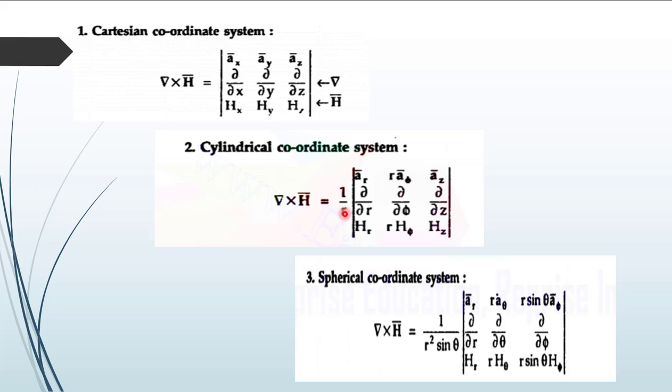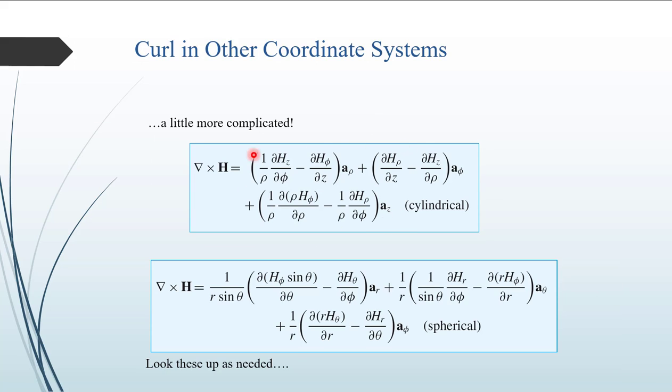upon r. So 1 upon r is outside the determinant, with the first row ar, r into a phi, and az. Then ∂/∂r, ∂/∂phi, ∂/∂z. Then Hr, r H phi, that is r into H phi, and Hz. So we have to multiply by r first, and then whatever H phi component is given, you have to write it here, and the Hz component, if it is given, we have to write it here. If you solve this determinant, then we'll get the same kind of equation for the cylindrical system. You try this, solve this determinant, find out.